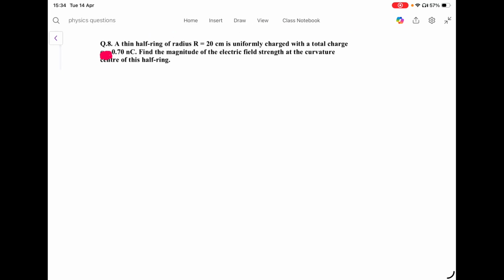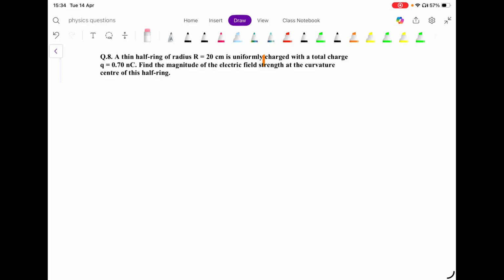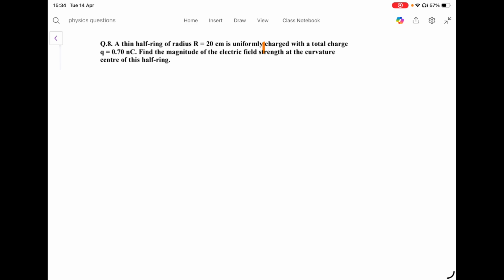So now try to solve this question. This question is saying a thin half ring of radius r equal to 20 centimeter is uniformly charged with a total charge q. Now come to this question. A thin half ring of radius 20 centimeter is uniformly charged with a total charge q equal to this. Find the magnitude of the electric field at the center of curvature of the half ring. Let's try to find. So what are the given data for us?